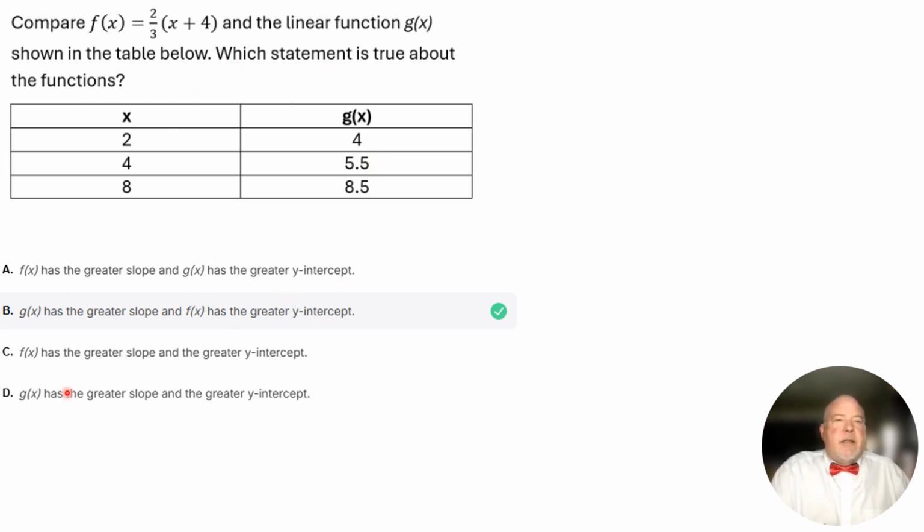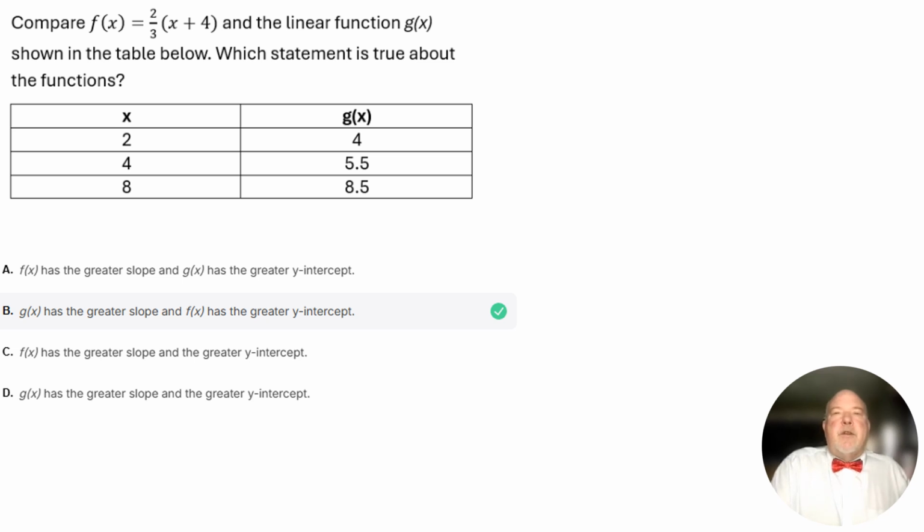So let's look at the statements to see what they're after here. And if you read these, you can see that they're comparing the slopes and the y-intercepts. So I really need to know the slope of this function and the y-intercept, and the same thing for this function. Now, the easiest way to do this, I believe, is to put these equations in slope-intercept form. So I want to know what f of x is in slope-intercept form and g of x.